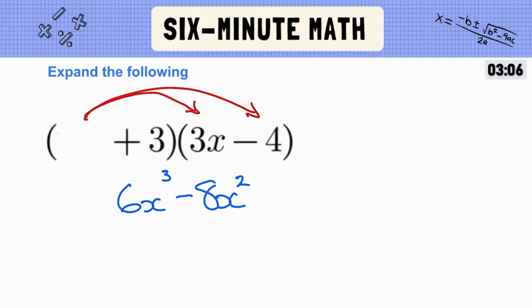I now am going to take my second term and multiply that in. Positive 3 times 3x is positive 9x, and positive 3 times negative 4 is negative 12. I would do a quick scan here and see that I don't have any like terms, so that will be my final answer.